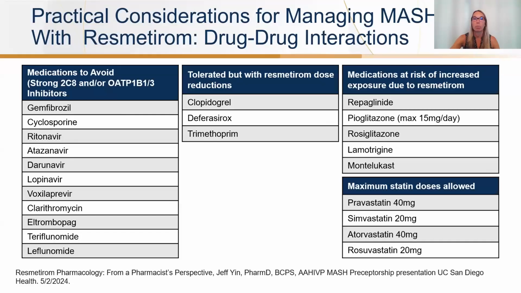Some other practical considerations for managing patients with resmetirom. These are some important drug-to-drug interactions to be aware of. So medications to avoid are those that are strong 2C8 inhibitors and/or are organic anion transporting polypeptides 1B1 and 3 inhibitors. And I'll point out, cyclosporine, gemfibrozil, maybe something we see once in a while, but a lot of these medications, clarithromycin, we might see more often. A lot of these medications on the lists are going to be our antiretrovirals, so treatments for HIV. We're not going to run into this very often.